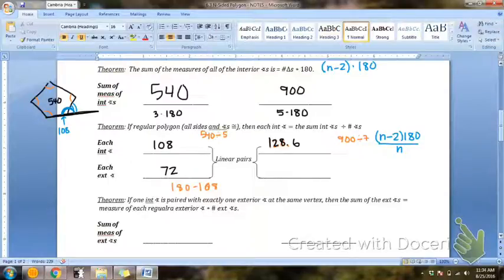Okay, let's do this one over here. I want you to figure out how much is left for an exterior angle of a heptagon.